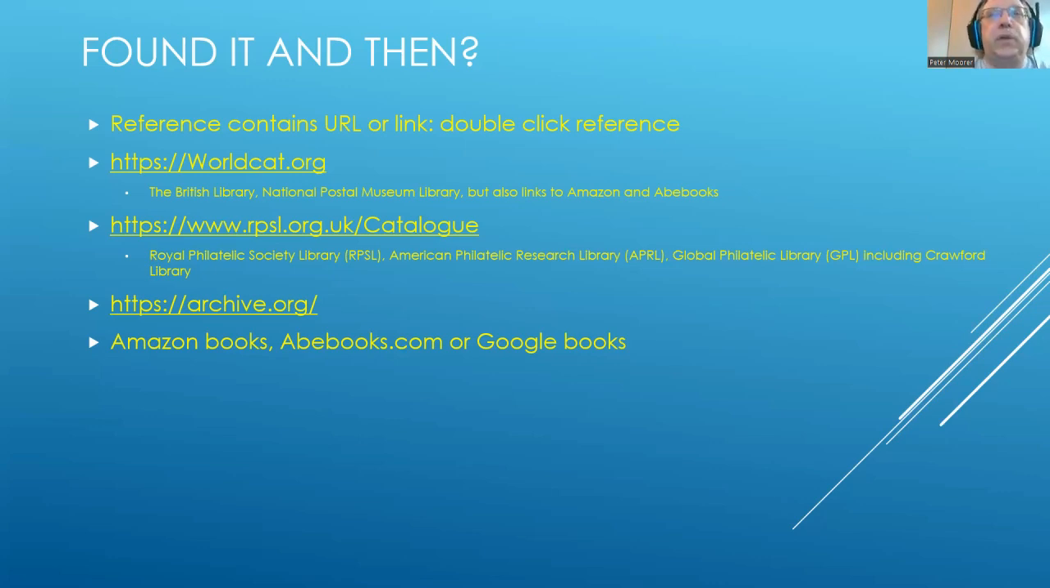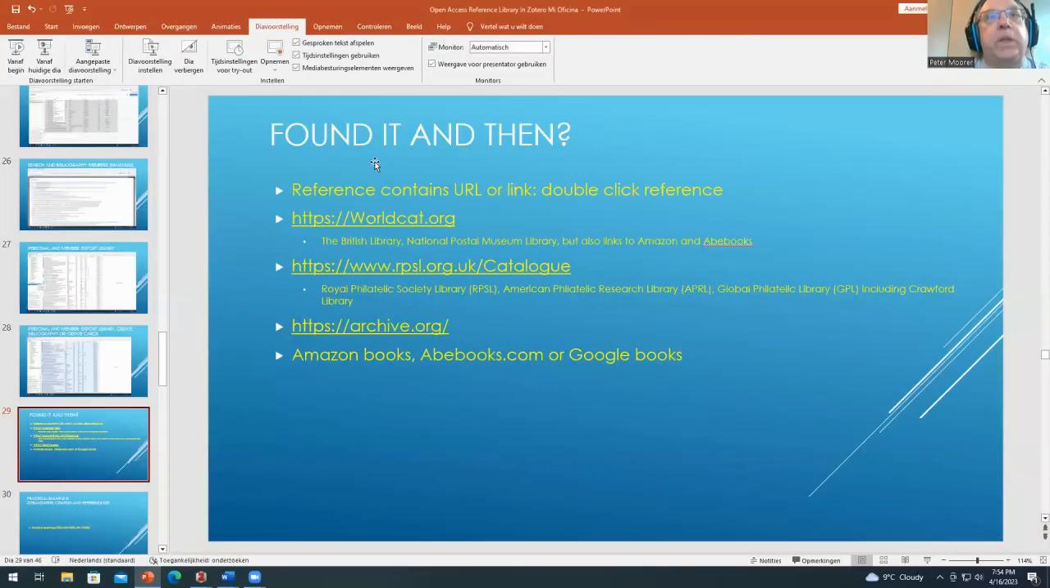Another source where you can go if you have found it, but it is not downloadable, is archive.org. It is a digital library, and it has a lot of material, especially before 1920. And you can look at Amazon Books or abebooks.com or Google Books, whether or not there is somebody in the world that sells it. And at the moment, that is a pain because the postage costs have gone up dramatically in the last year.